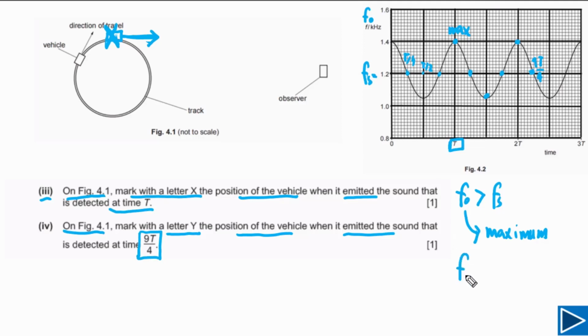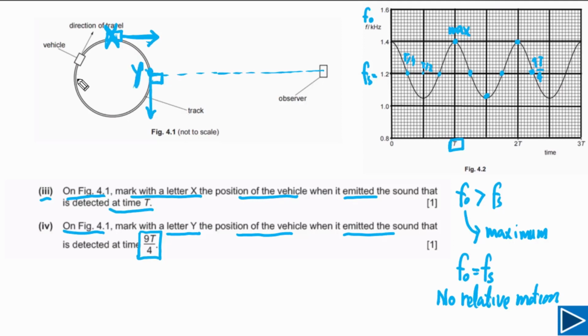Now if you look at this point, at this time, the observed frequency is equal to the frequency of the sound produced by source. So simply we can say at this time observed frequency is equal to the frequency of the sound produced by source. Now the question is asking us to mark that position. So that is possible when the vehicle is here. In this case you can see if you join source and observer by this line, the angle between them is 90 degrees. It simply means that there is no relative motion between source and observer. So it means vehicle is at this point.